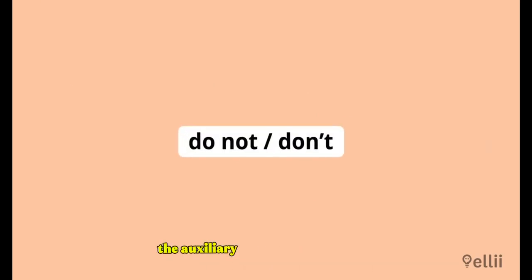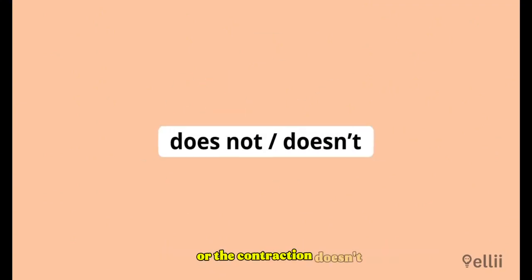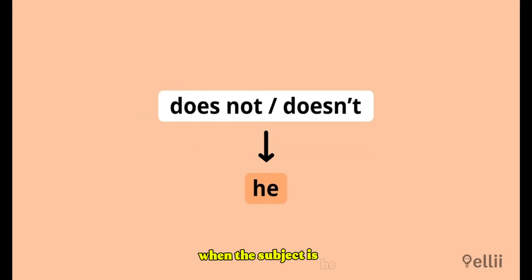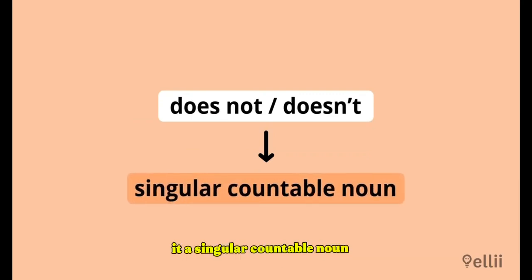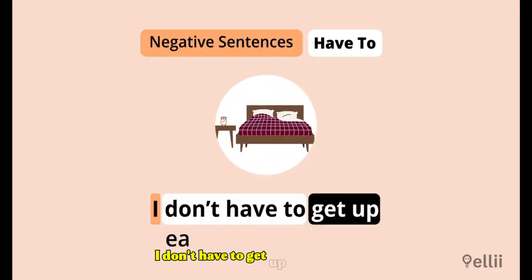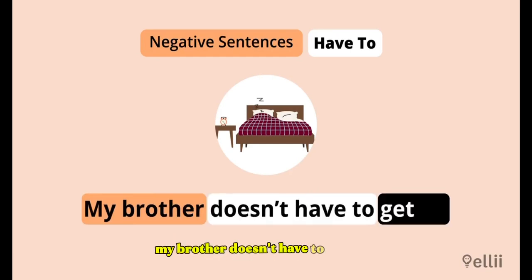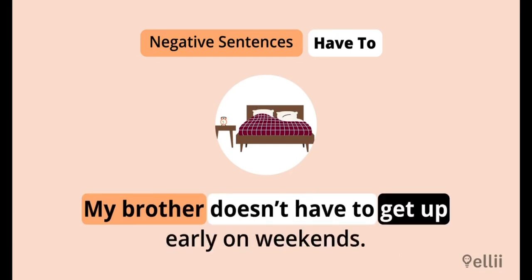The auxiliary do not or the contraction don't changes to does not or the contraction doesn't when the subject is he, she, it, a singular countable noun, or an uncountable noun. I don't have to get up early on weekends. My brother doesn't have to get up early on weekends.